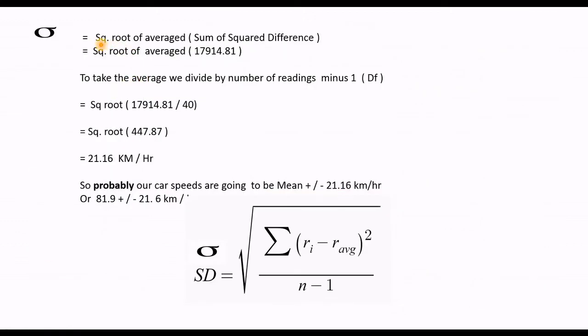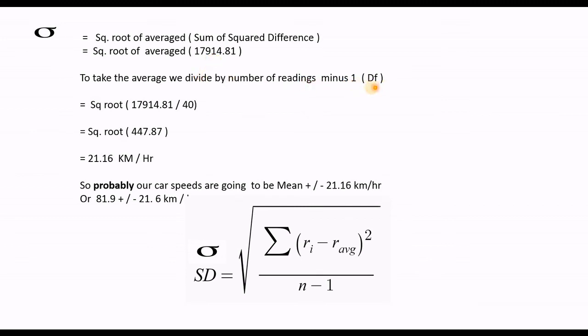So standard deviation was the square root of the average of the sum of squared differences. This was the sum of squared differences we have seen from the previous slide. So I want to average it. Now we have 41 readings because we have 41 cars. We will divide this figure, 17914, by 41 minus 1.